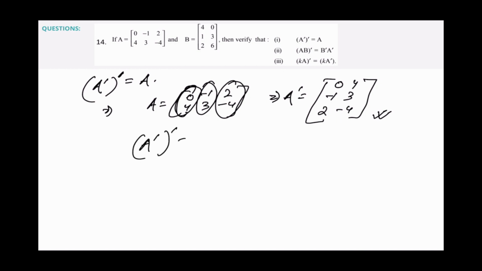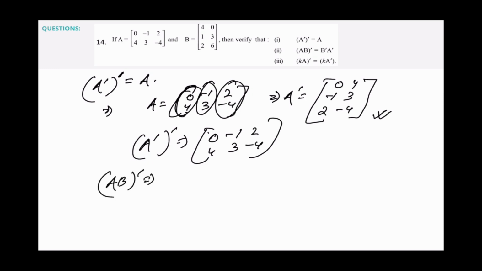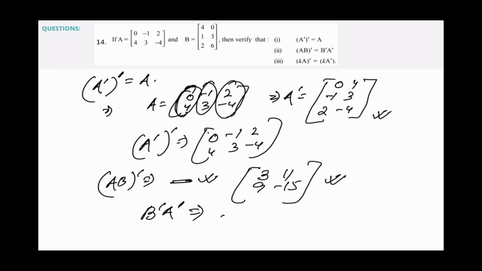Then again do the transpose of that. So we'll end up getting 0, 4, minus 1, 3, 2 and minus 4. Same thing for (AB) whole transpose also you can do it. Now we'll put the answer for you all. If you transpose it, you'll get 3, 11, 9 and minus 15. So you should get this answer by doing B dash A dash, B transpose A transpose also. You'll get something like this.